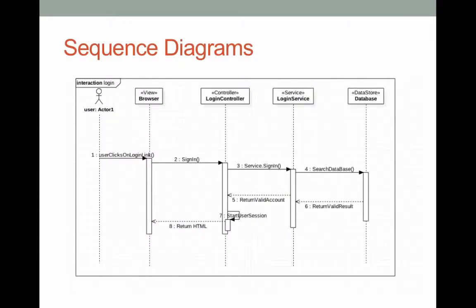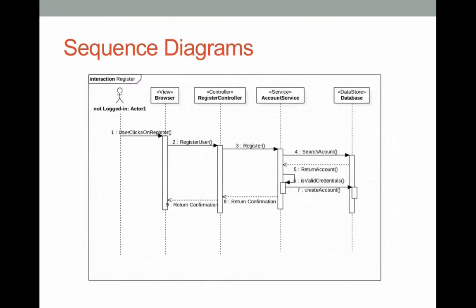Next, we have a representation of the sequence diagrams. The first sequence diagram is login. The user clicks on the login link, then it takes him to the login page, and he inputs the information. Then the system is going to verify that it is a valid user with the database, and it's going to send that back to the user.